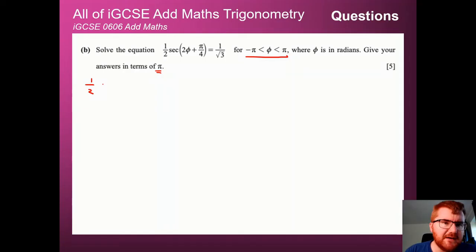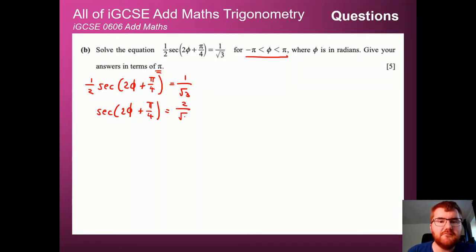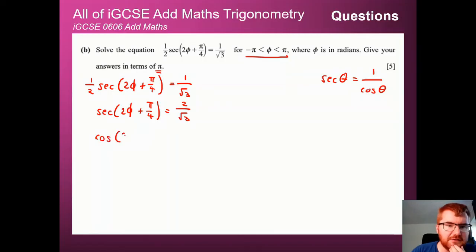So the first thing that comes to mind here, so half sec 2 phi plus pi over 4 equals 1 over root 3. The first thing to do here is get sec on its own. So we're going to times by 2 on both sides. First of all, so that gives us 2 over root 3. Now remember sec theta, and we've talked about this a lot, is equal to 1 over cos theta. So what I'm going to do here is change this now to cos, but I need to flip the fraction, which is nice because it gives us an exact value here of root 3 over 2.